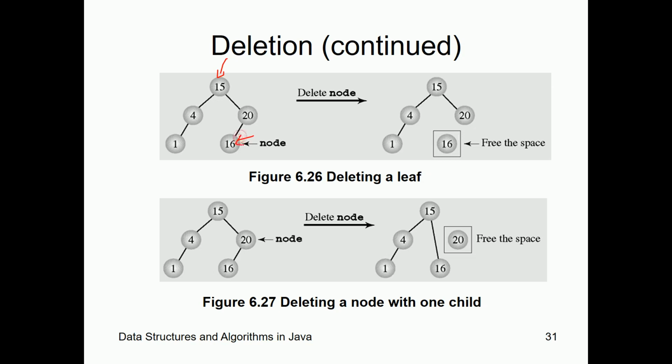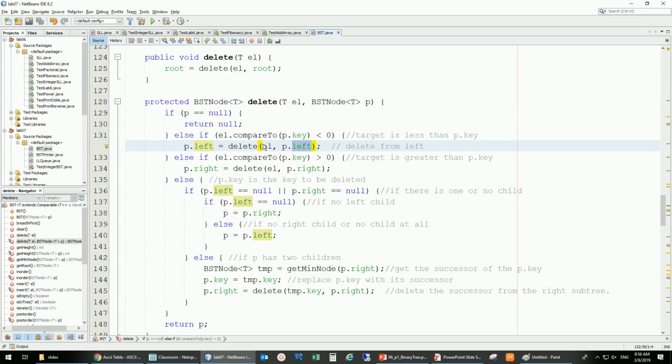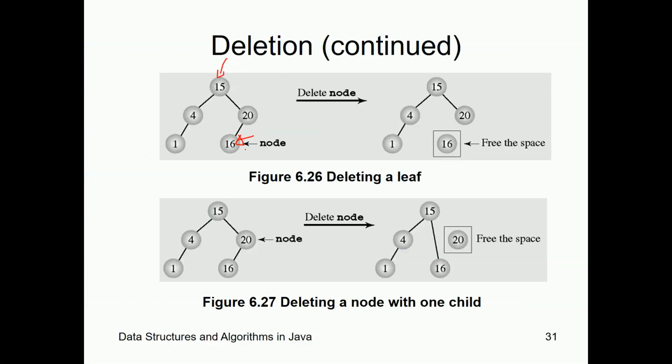So now I'm going to call with 16. I delete 16 and the node is 16. Is this node null? No. Is 16 smaller than 16? No. Is 16 bigger than 16? No. Now the key to be deleted, we found it. It is the left of P. What is P now? I mean this node here.